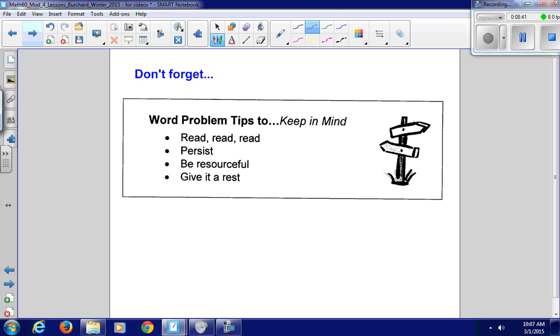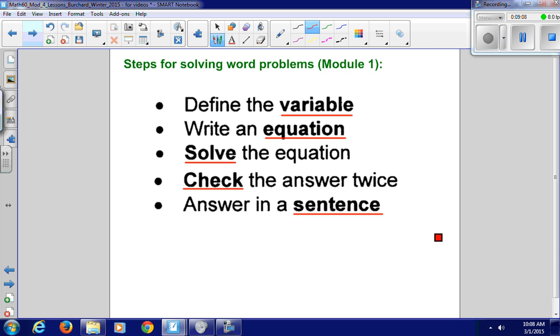And then just keep in mind the stuff about reading it several times, being willing to read a word problem over again if you don't understand it. Try not to get frustrated when you read it. Just read it again. Persist, be resourceful, give it a rest. If you're really struggling with a word problem, either give the whole thing a rest or just go on to the next word problem. The next word problem might be quite a bit easier for you for whatever reason. Then you can come back to the one that you were stressing about.